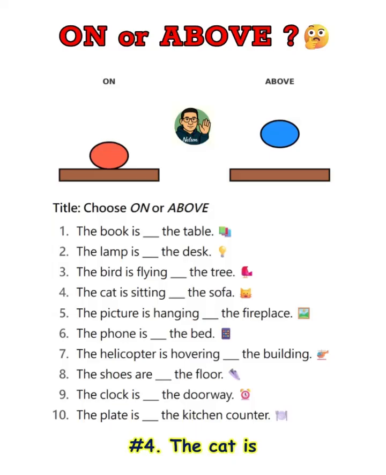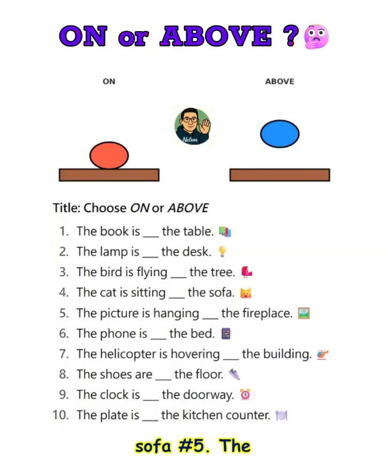Number 4, the cat is sitting blank the sofa. Which word should we choose? The cat is touching the surface of the sofa, so the answer is on. The cat is sitting on the sofa.